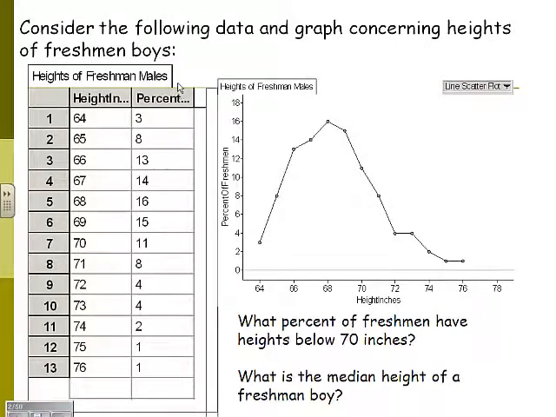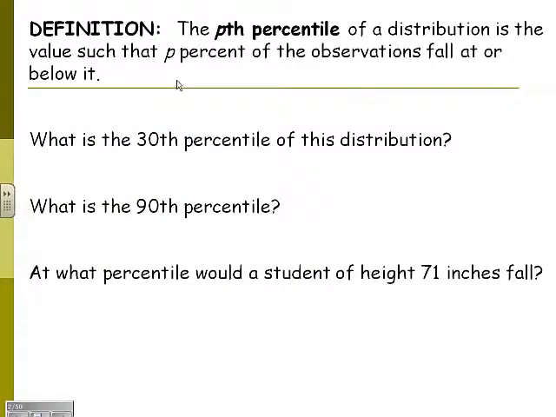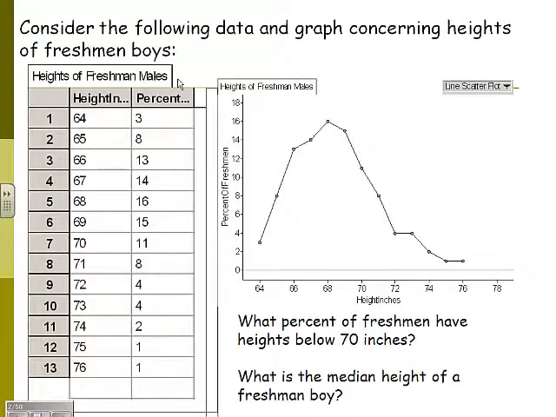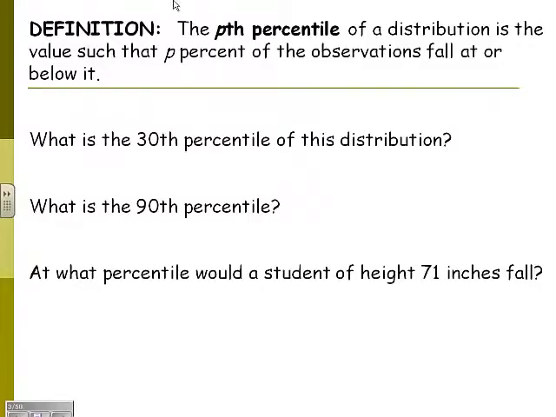Alright, so if we go back to our next slide, it asks you, what is the 30th percentile? Looking at our chart that you should have, we would count up until we get to the 30th percentile, and so that would be somewhere between the 66 and the 67 would be where the 30th percentile would occur.